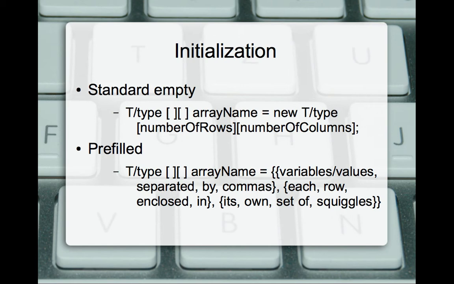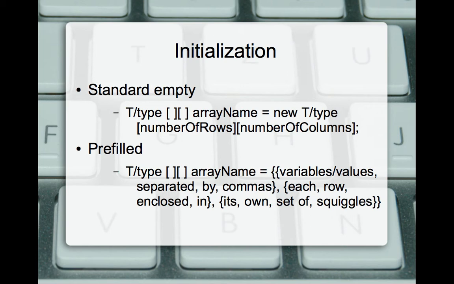This indicates that we are creating, right here, a 2D array that has 3 rows because we have 3 sets of squiggled chunks. It has 4 columns in each row because we have 1, 2, 3, 4 values in the first one, 1, 2, 3, 4 values in the second, and 1, 2, 3, 4 in the third. So I've created a 3x4 array because it has 3 rows, 4 columns, and I initialize that right here, assuming that variables / values, etc. are all individual objects in that array.